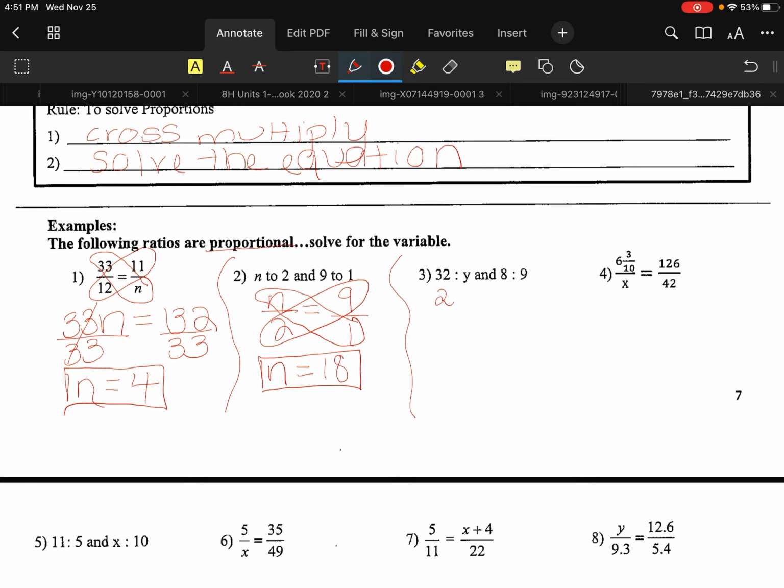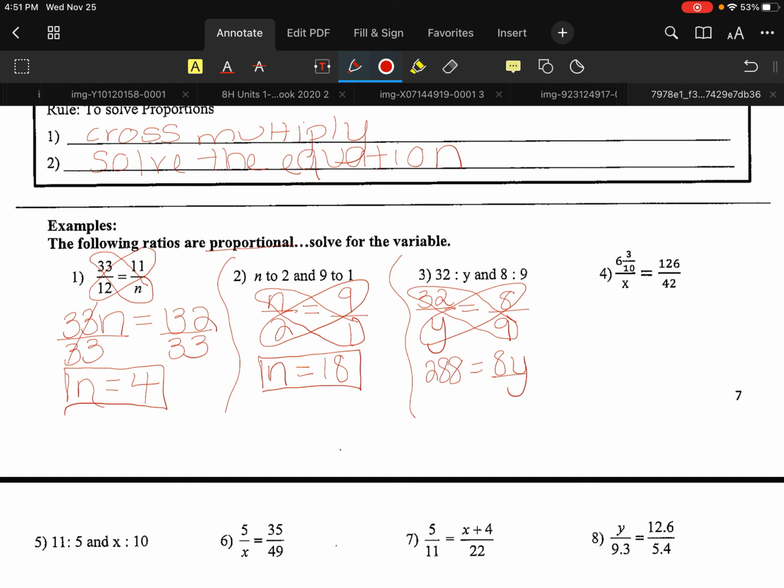32 colon y, so 32 over y. 8 colon 9 would be 8 over 9. And I'm going to now cross multiply. They are proportional, so I put my equal sign. 9 times 32 is 288. y times 8 is 8y. Always put the number, the coefficient, in front of the letter.